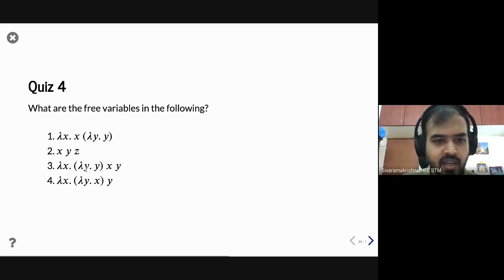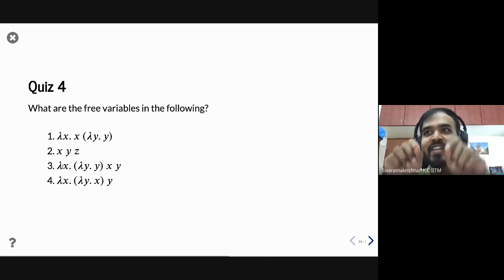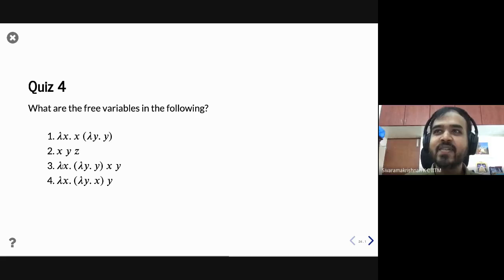So why is that? Precisely, you also have to say which y. I think some of you are getting it. This x is the binder, and the bracket goes all the way here. So this x is bound here. This y is bound here. But this y remains free. And what about the fourth one? Yes, y again.